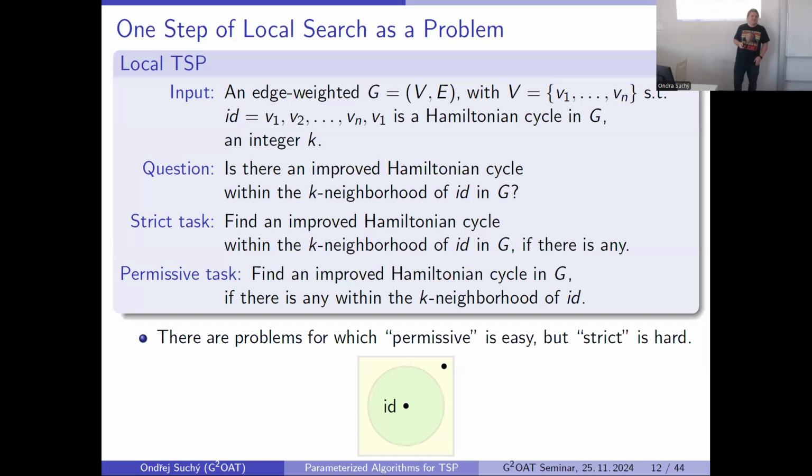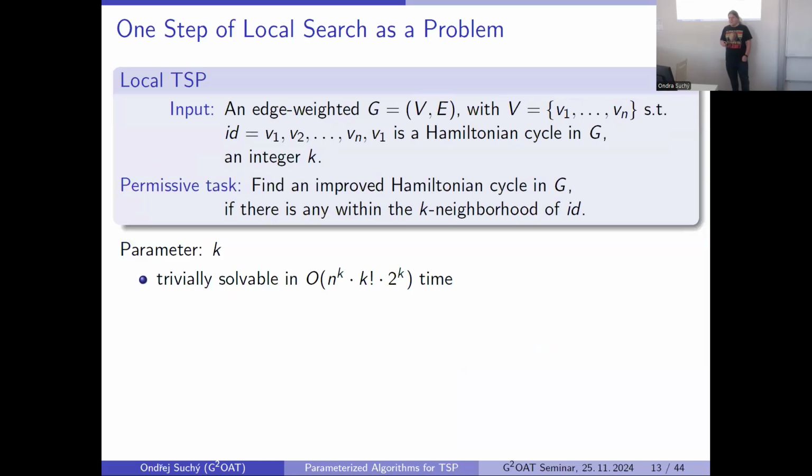Okay, so from now on, I will always consider only the permissive task, because that's reasonable. So what about this permissive task? How fast can we solve it? If we are to change these k edges, this can be trivially solved in n to the k, factorial times 2 to the k, guessing the order of the parts that are left and whether they are this way or the other way. You guess which edges to leave out, and yeah. So this is XP.